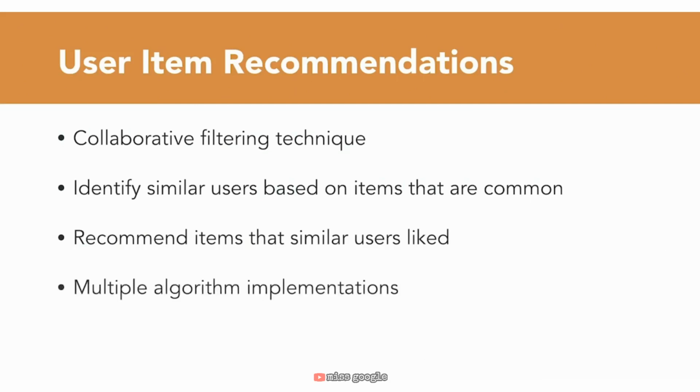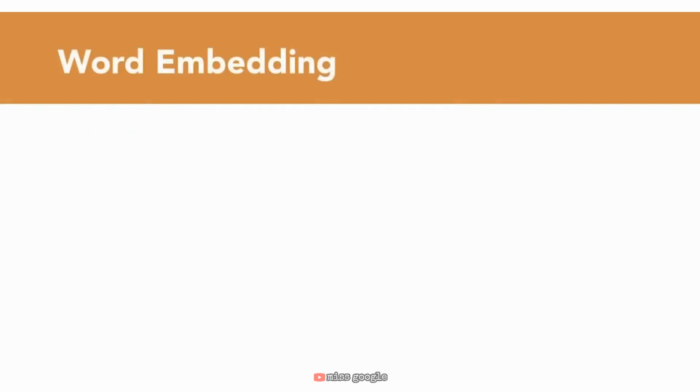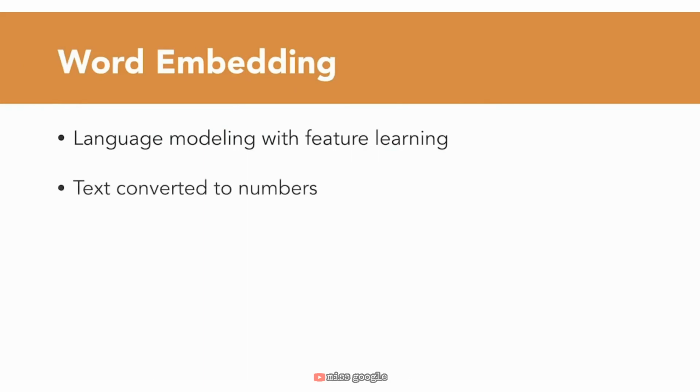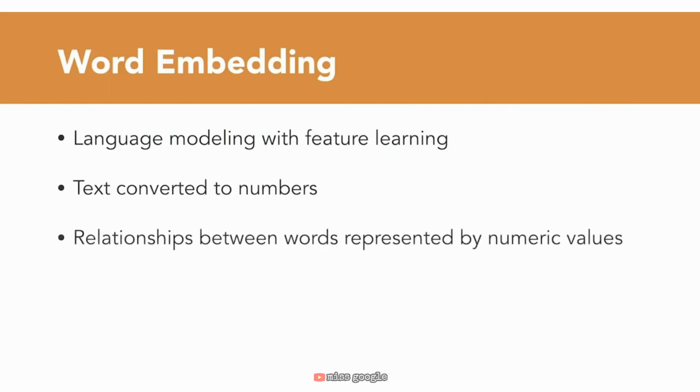There are multiple implementations available to do user item recommendations. In this use case, we will do the same using deep learning and word embeddings. Let's do a quick review of word embeddings. Word embedding is a language modeling and feature learning technique that is becoming more and more popular in deep learning, especially with natural language processing. It converts text into equivalent numbers and represents relationships between words using numeric scores or values.